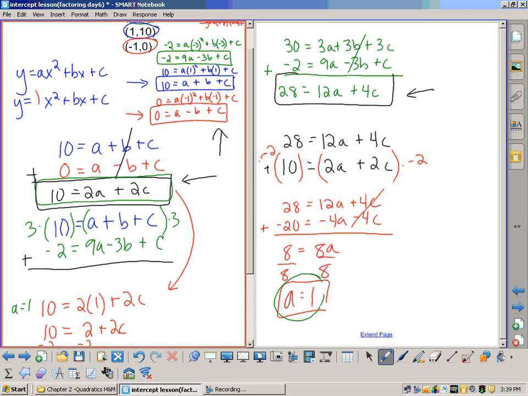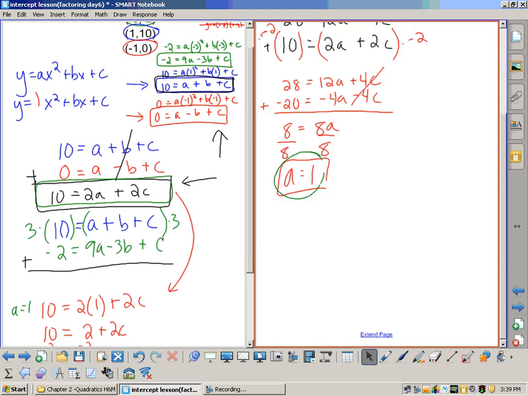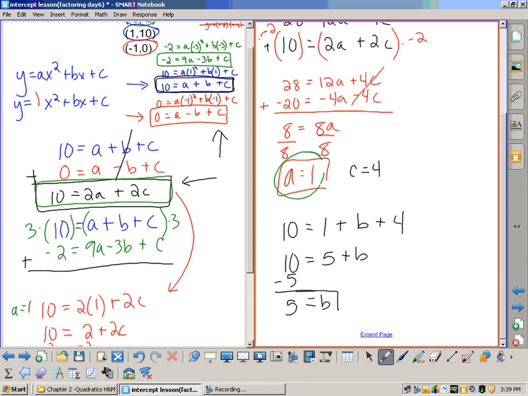Okay, so I have two variables. I'm going to take this equation right here. This one seems easiest to me to plug in all my variables. So I have a equals 1 and I have c equals 4. So I'm going to put 10 equals 1 plus b plus 4. That simplifies to 5 plus b, subtract 5. 5 equals b.